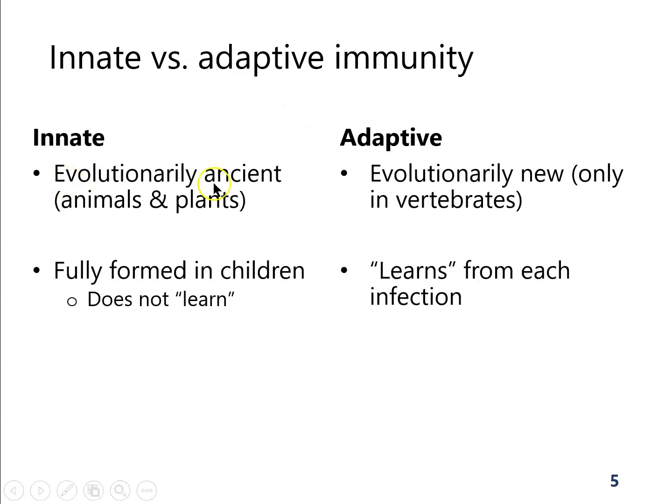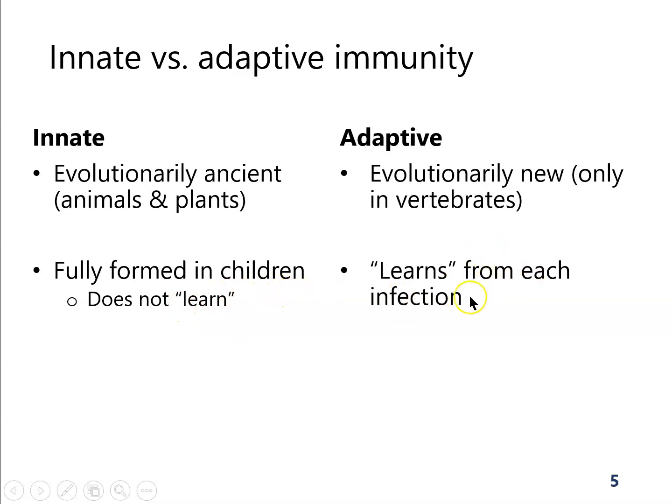The innate immune system, more importantly, is fully formed in children. It's fully formed when you're born. It's encoded completely in your DNA. And that means that it doesn't change or learn anything between when you're born and when you're old. So the innate immune system is fully formed when you're born, and it doesn't change over time.